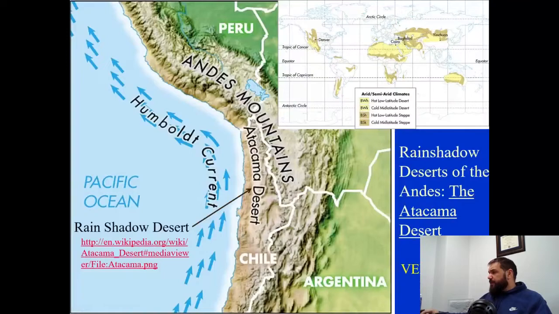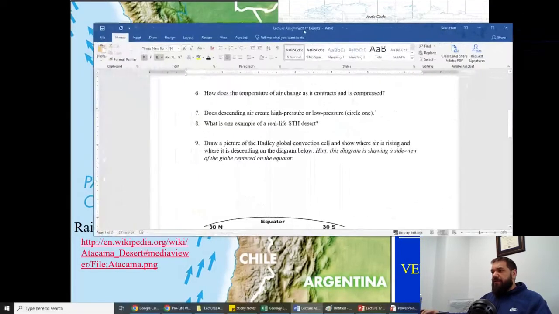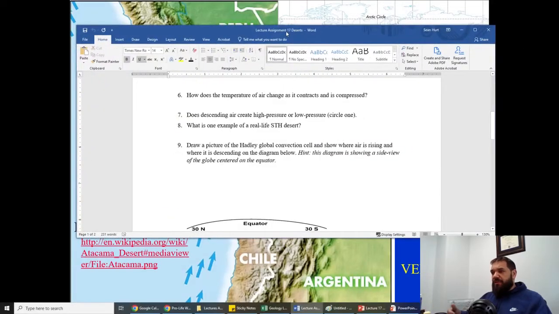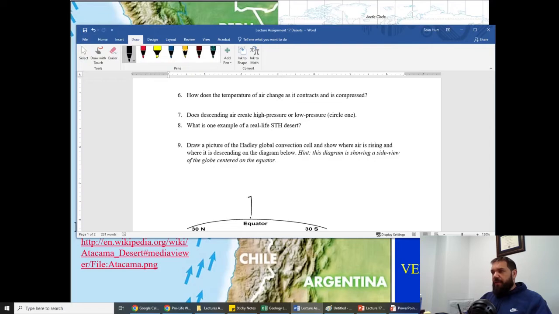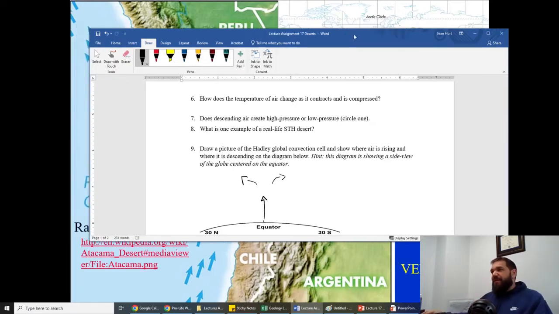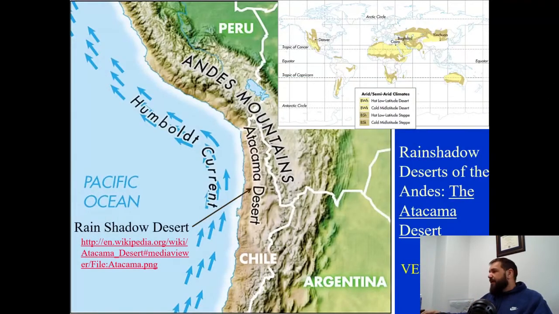Number 9, you're supposed to draw a picture of the Hadley cells. Just to show how that's going to go, this is the equator. You're going to be showing the air rising and moving to the right, to the left, to the north, to the south. I kind of got it started for you, but that's what I want. I want you to show where it descends, so where the air is going to be coming down. I showed where it rose.